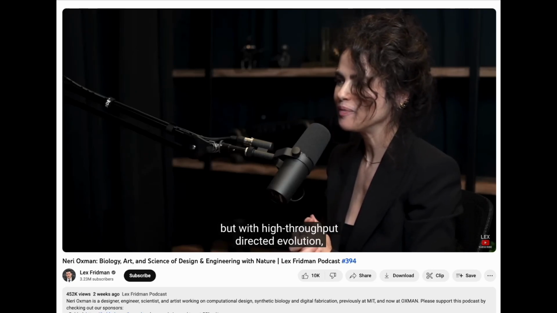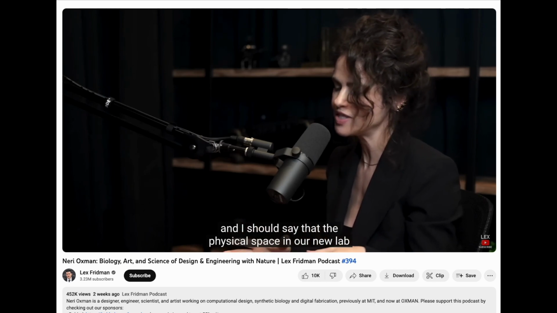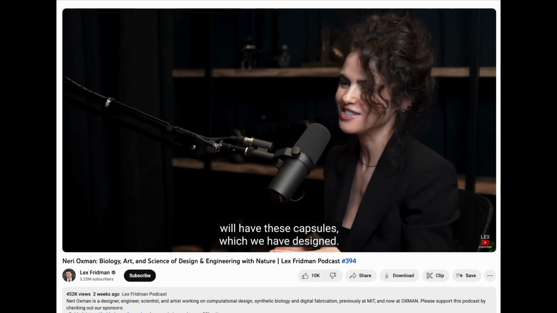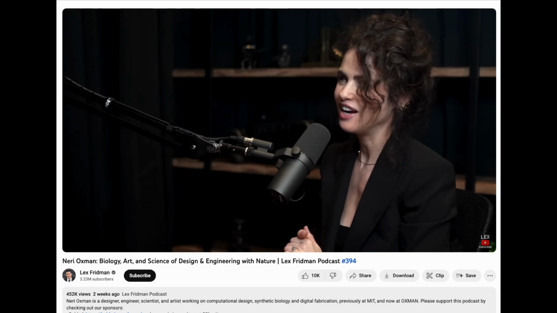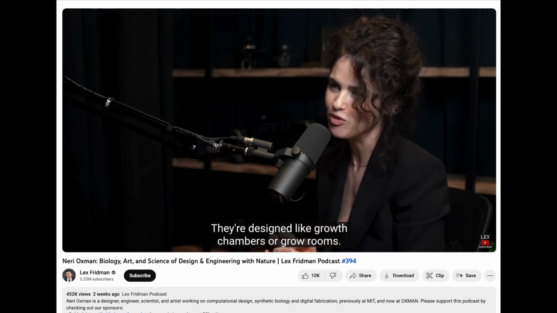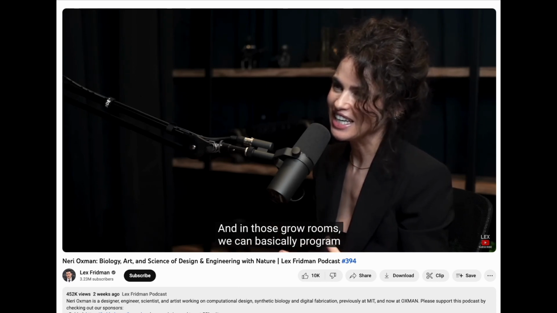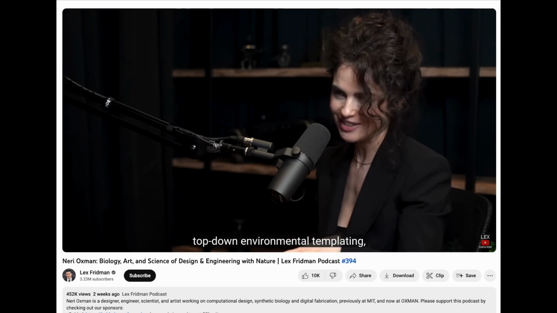But with high throughput directed evolution. And I should say that the physical space in our new lab will have these capsules which we have designed, that they are designed like growth chambers or grow rooms. And in those grow rooms, we can basically program top-down environmental templating, right?